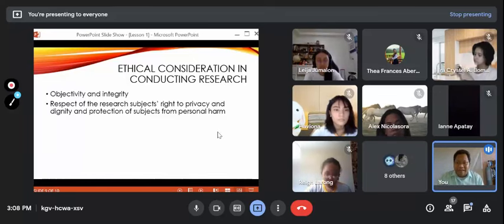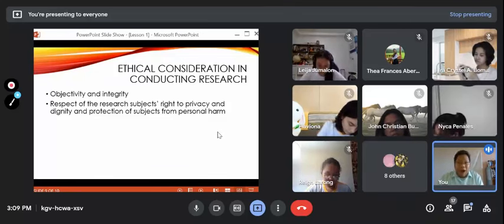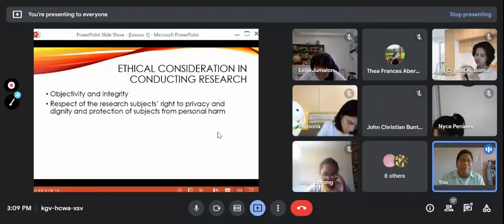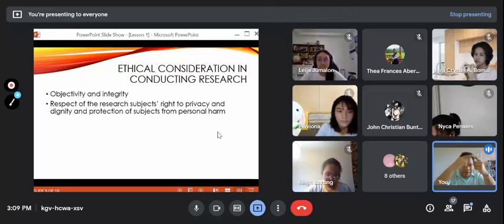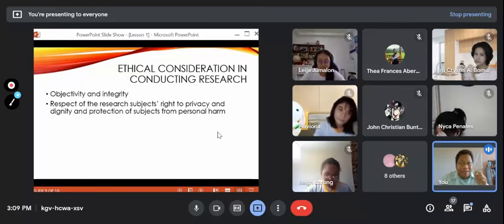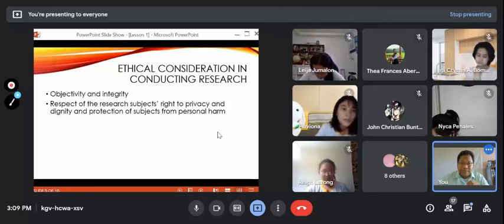as part of the ethics in research, we show respect of the research subject's right to privacy and dignity, and the protection of subjects from personal harm. Have you been a respondent of a research before, while it was still a face-to-face setup? Recall that experience of seeing a questionnaire. For the name section, I bet there's an optional part that is to protect your identity and right to privacy.